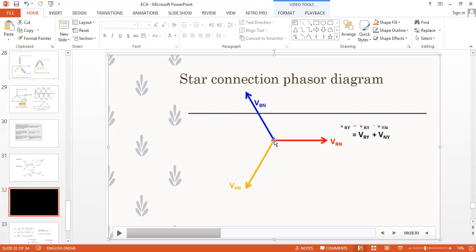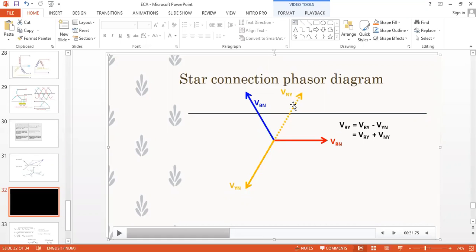Second step, start from the origin, draw a 180 degrees vector to VYN vector. You can see now the animation. The 180 degrees vector is drawn, which is exactly opposite to this one. So we can write it as minus VYN, or we can put it as VNY. Start from the origin, draw a vector 180 degrees to VYN vector. Okay.